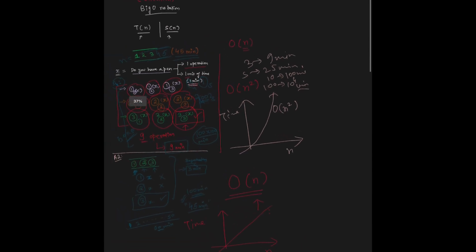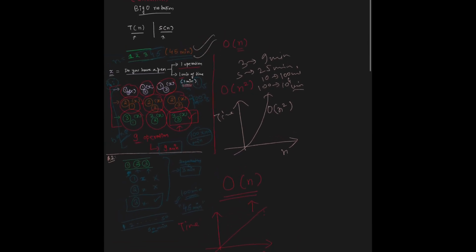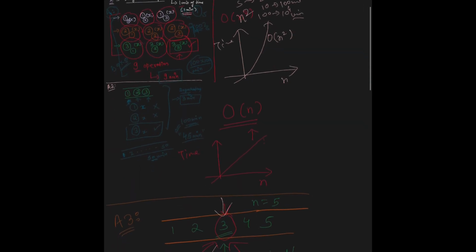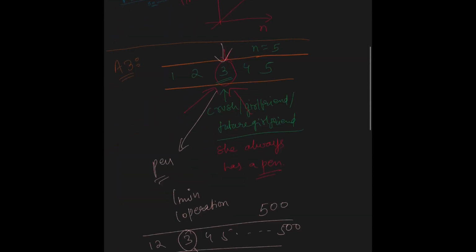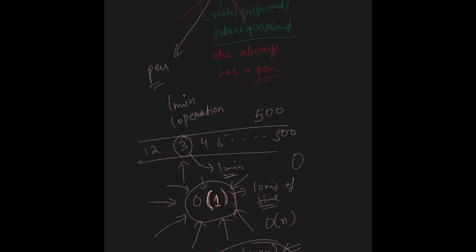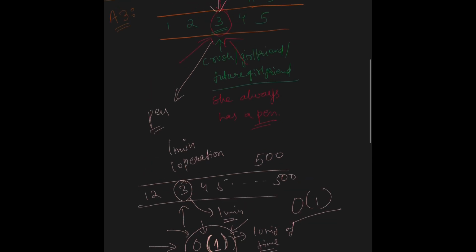Asking each student about every other student took us O of n square. Asking each student individually took us O of n, and just asking my girlfriend took me constant time, which is O of 1. I'm sorry, not my girlfriend, my crush.